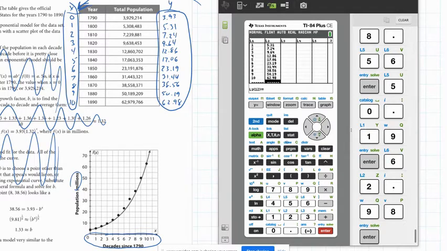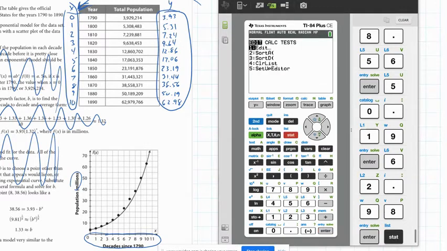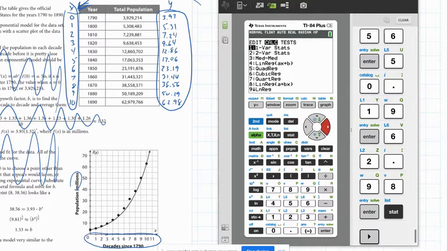So we start by going back to the Stat menu, so I'm going to press the Stat button. And this time I'm going to use the right arrow to go over to Calc. And we're looking for exponential regression. So there's a bunch of different types of regression. That's linear regression, quadratic regression, cubic regression, quartic regression. We're looking for this one, exponential regression, which is at item 0. So you can jump there more quickly next time by just pressing the 0, and it'll jump directly to the exponential regression.